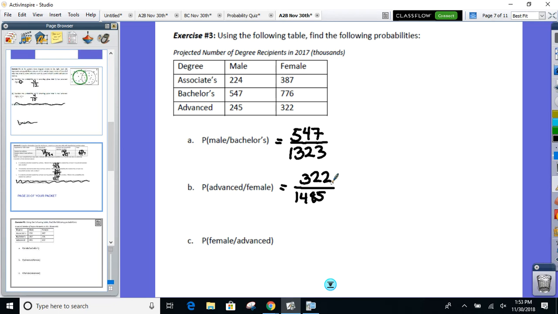How's this different in part C? Now you're taking all the advanced degrees, which is 567. Out of those 567, how many are female? 322. Okay, hey, whoa, before we flip it over.